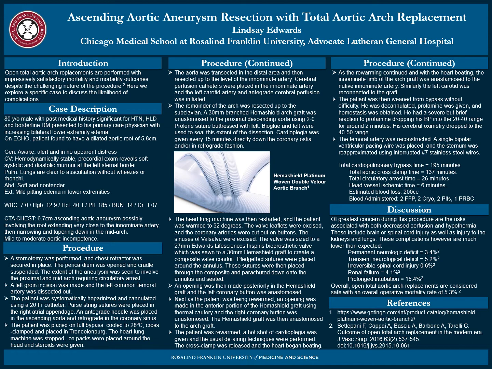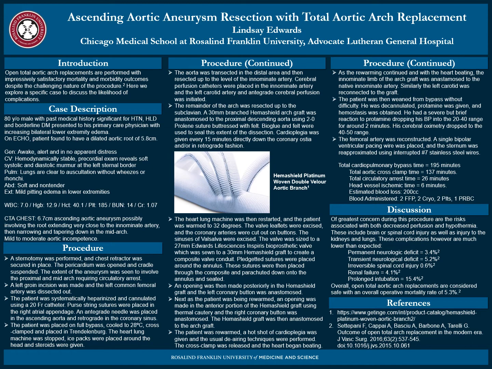An 80-year-old male with past medical history significant for hypertension, hyperlipidemia, and borderline diabetes presented to his primary care physician with increasing bilateral lower extremity edema. On echo, patient found to have a dilated aortic root of 5.8 centimeters. His white blood cell count was 7, his hemoglobin 12.9, hematocrit 40.1, platelets 185, BUN 14, and creatinine 1.07.